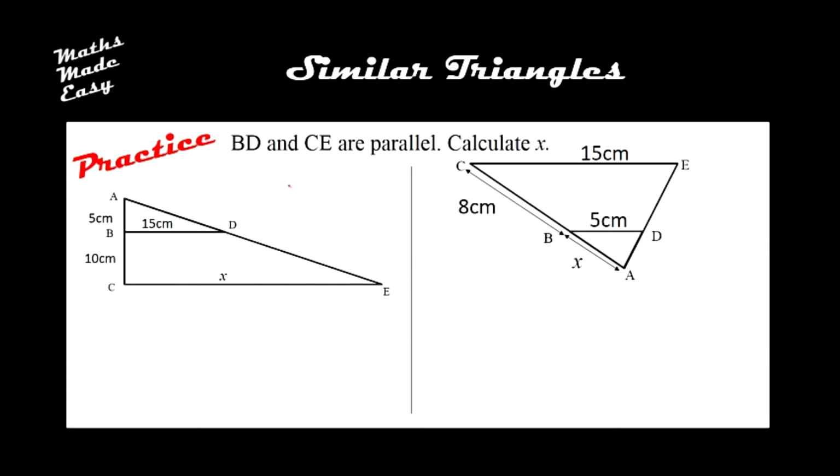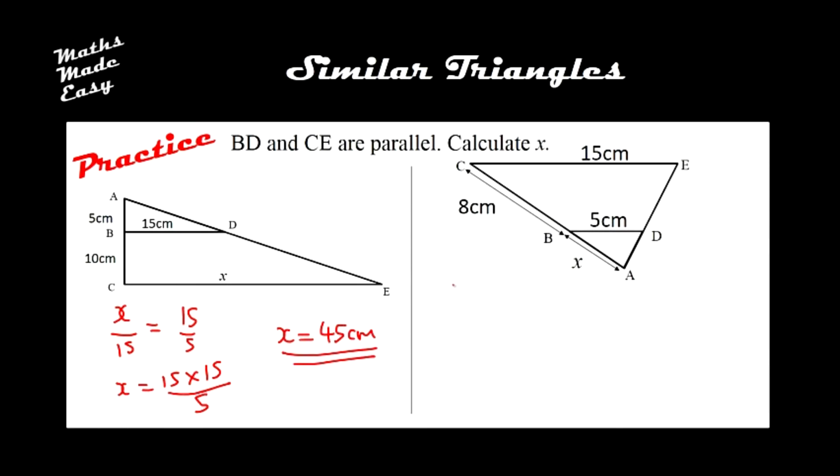Okay, so the answers to these then, we have x over 15 equals, so that was the larger length over the smaller length. I've got the larger length here, which is actually 10 add 5, so 15, over the smaller length, which is 5, in which case I end up with x equals 15 times 15 over 5, and that gives me an answer of x equals 45 centimeters.